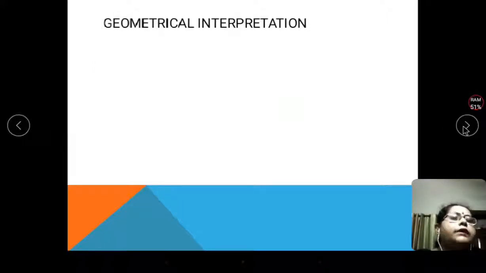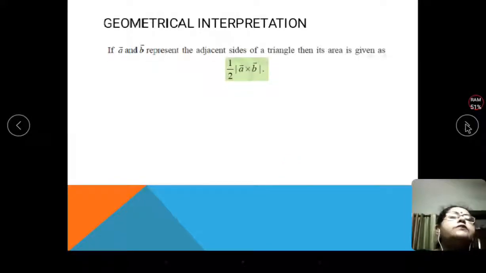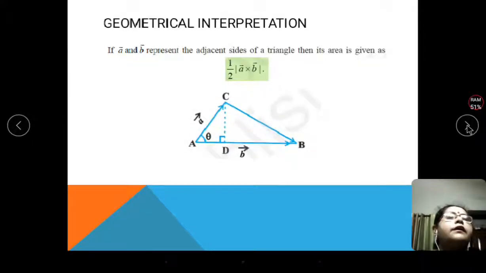And now the last thing to talk about in this vector product is the geometrical interpretation. So what we see here is a very interesting result, that if the two vectors a and b represent the adjacent sides of a triangle, then the area of the triangle will be given by half modulus of the cross product of a and b. So half mod a cross b. How does it happen? Let us see.